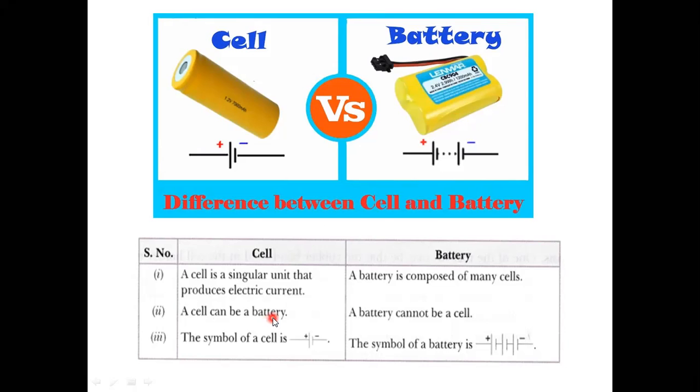A cell can be a battery. A battery cannot be a cell. The symbol of a cell is this. The symbol of a battery is this.